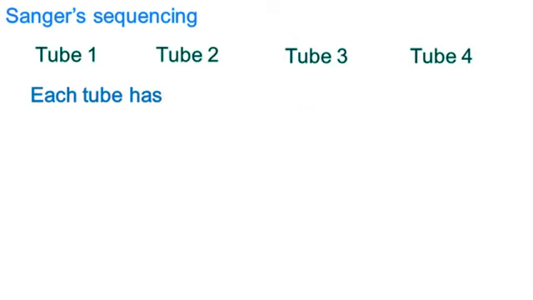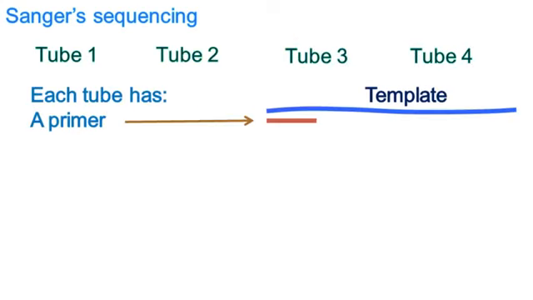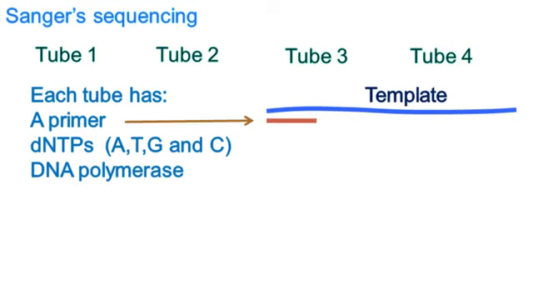The template DNA to be sequenced is divided into 4 tubes. Each tube has a primer that will bind to the template DNA. All the 4 dNTPs, that is the dATP, the dTTP, the dGTP, and the dCTP are present. Along with these, DNA polymerase enzyme is present that will add dNTPs on the template DNA.